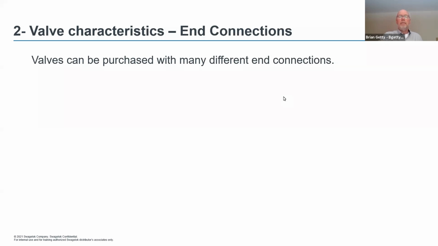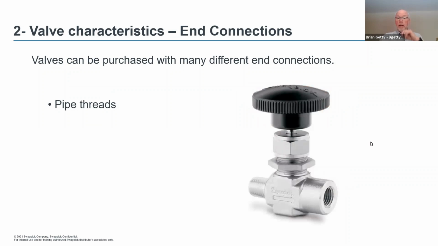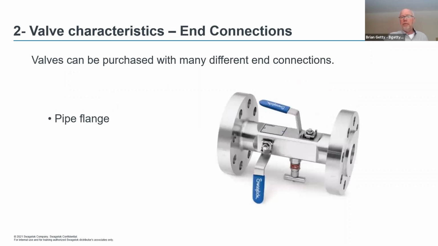Your different end connections. As you recognize, this one here is a Swagelok end connection, or a compression end connection. Then pipe threads. They've been around for a long time, so it's not something we can get away from. Pipe flanges. Again, depending upon how your system is being put together, you can have your valves with pipe flanges.